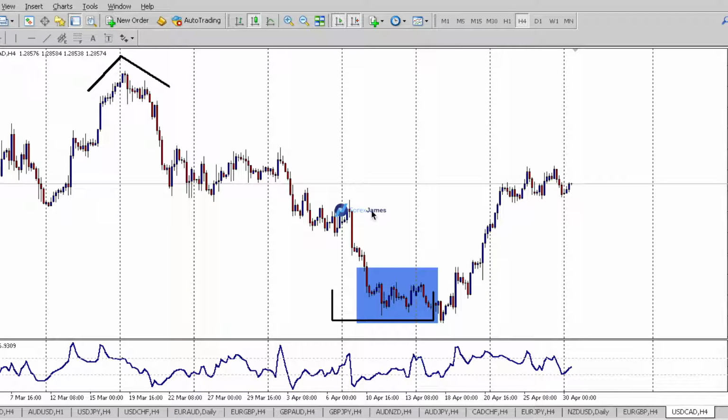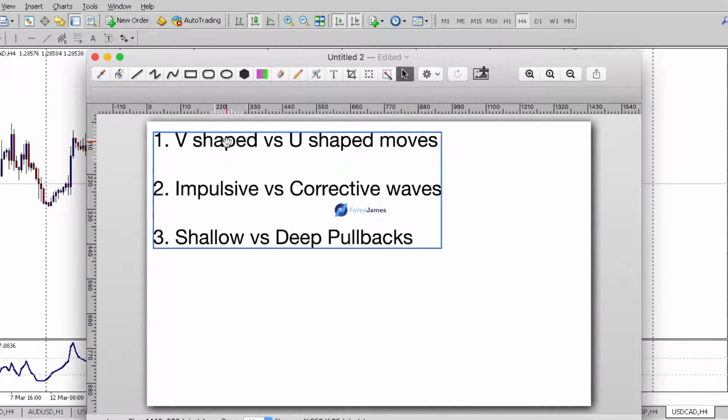Oftentimes we as traders like to pick tops and bottoms and try to jump on a new move as early as possible, only to find out that it's merely a pullback, not a real reversal. So here's the first thing I look for to know whether it's a reversal or just a pullback.